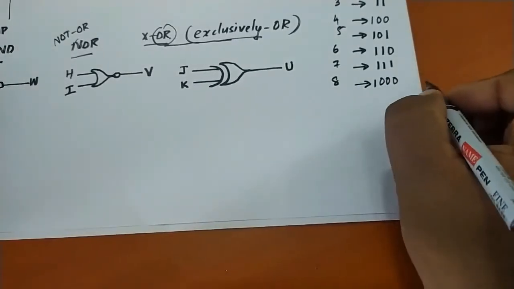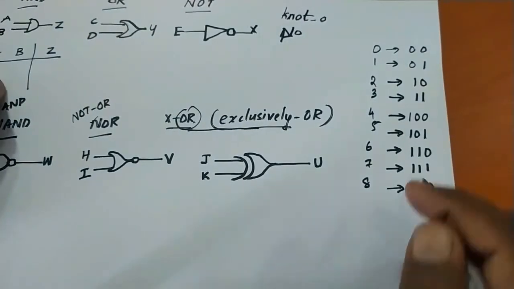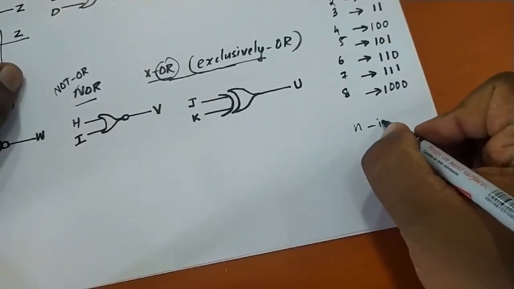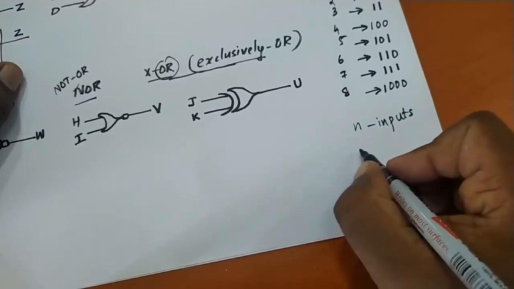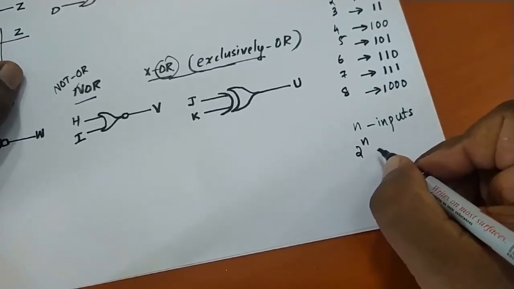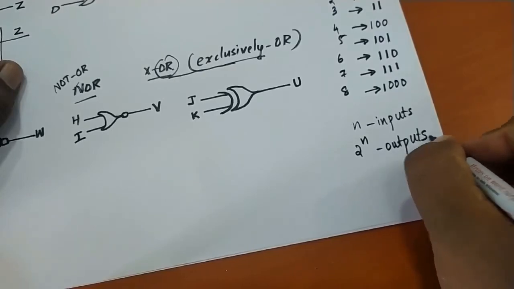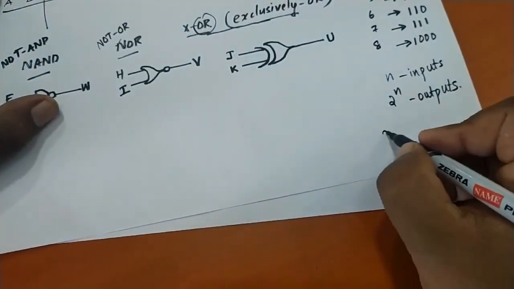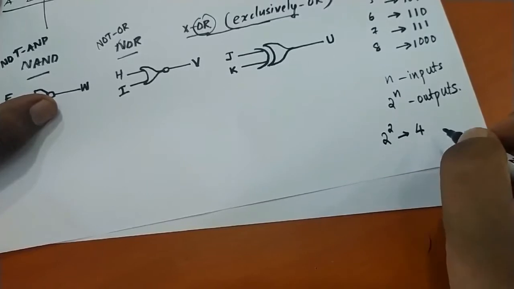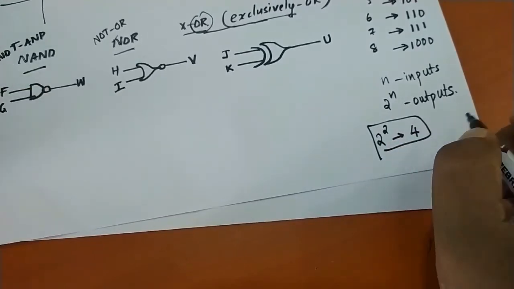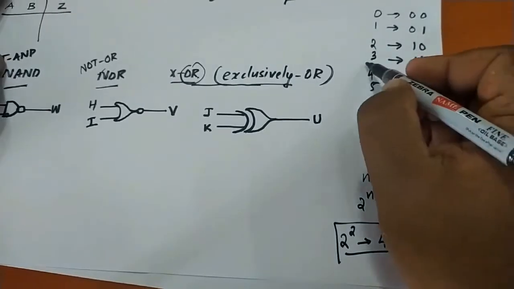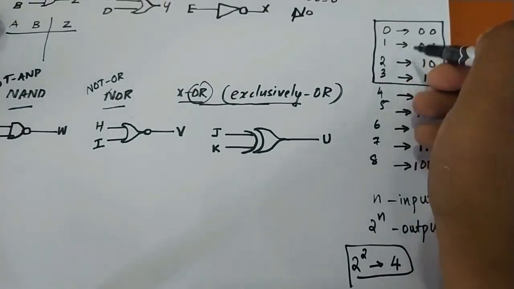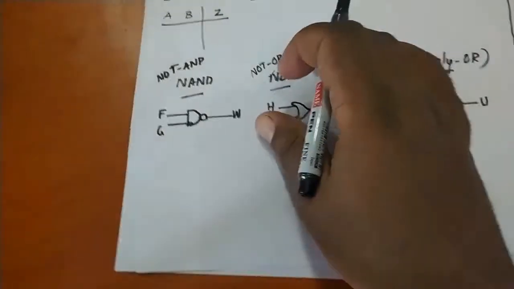It's 1, 3, 0, 0. So for any logic gate with n number of inputs, we have 2 to the power n number of outputs. Here we have these logic gates with 2 inputs, so the output will be 2 to the power 2, which is 4, and 4 outputs are calculated with this set of values. That's why we're going to use these 4 in the input section.